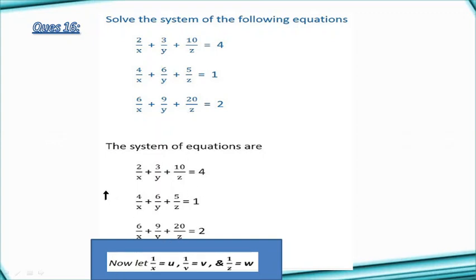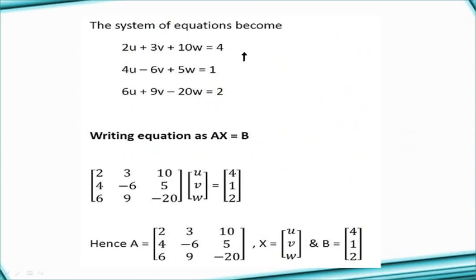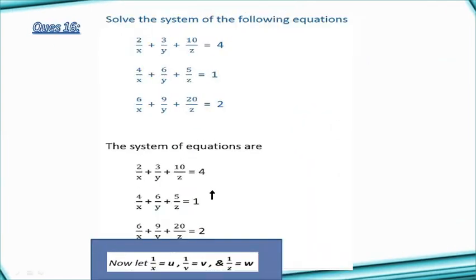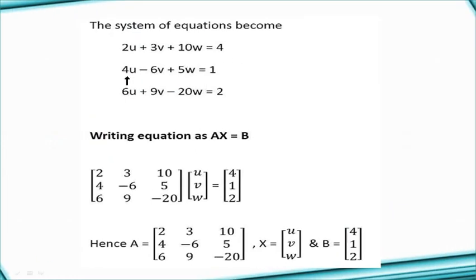Now what we have to do, first of all we have to reduce to linear equations. So let 1 by x equal to u, 1 by y equal to v, and 1 by z equal to w. This is the main thing that we have to take care of. Now the system will become 2u plus 3v plus 10w, because it was 2 by x, so when we are assuming 1 by x equal to u, it will be 2u plus 3v plus 10w is equal to 4. And the second one will be 4u minus 6v plus 5w equal to 1, and 6u plus 9v minus 20w equal to 2.